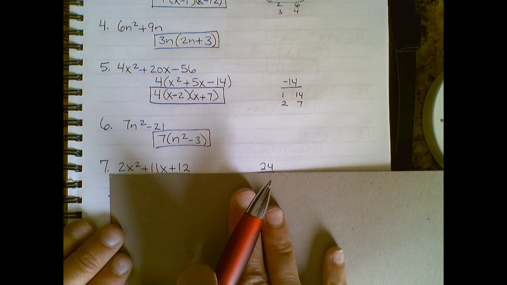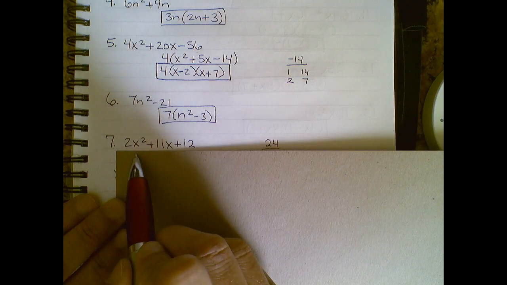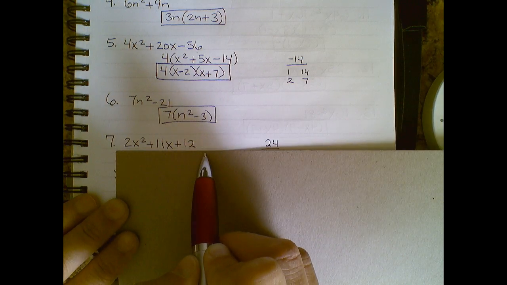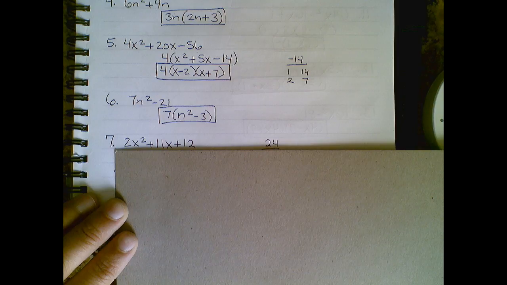Now, this next one, if I take a look at it, notice how it doesn't have a greatest common factor. Something doesn't go into all three of those terms, so I can't factor out the greatest common factor. And this A is not 1. So this one we're going to do factoring by grouping. So let's take a look at this one.